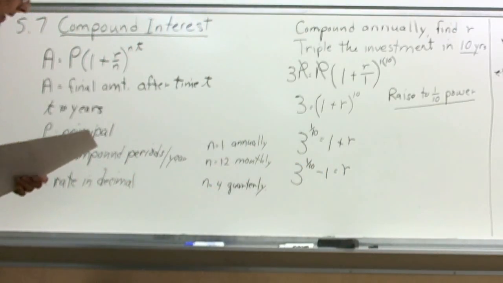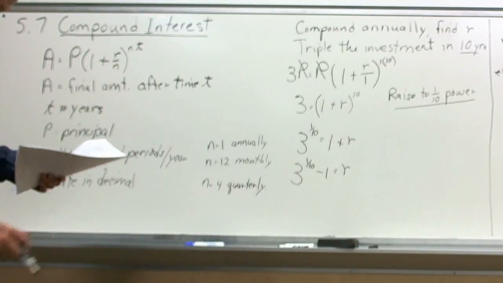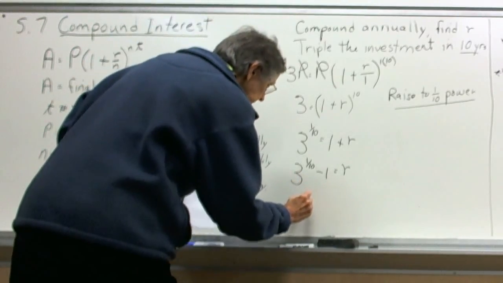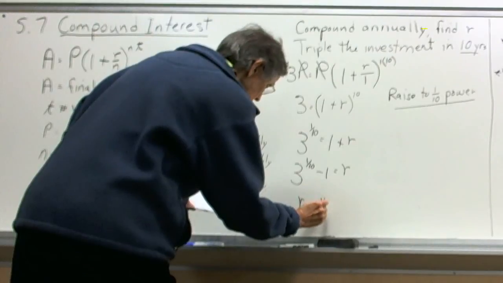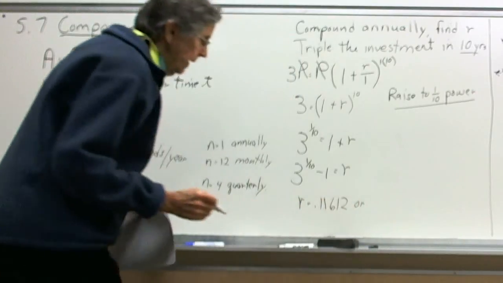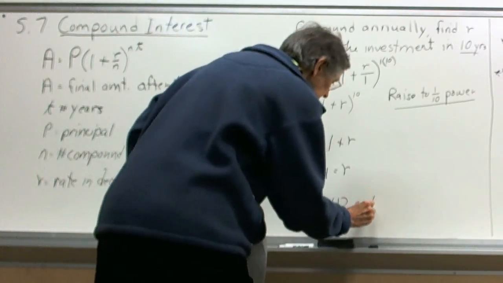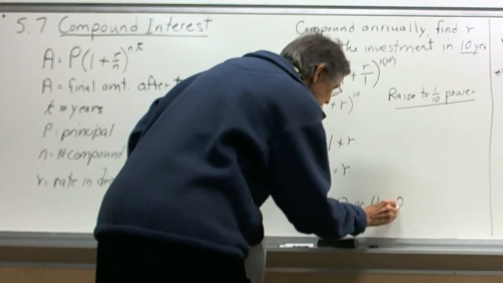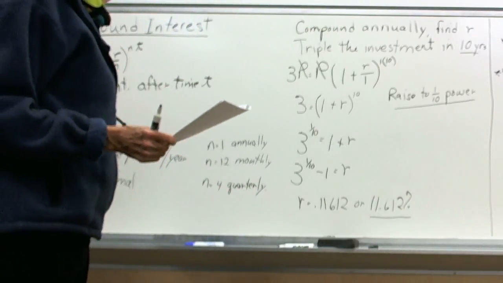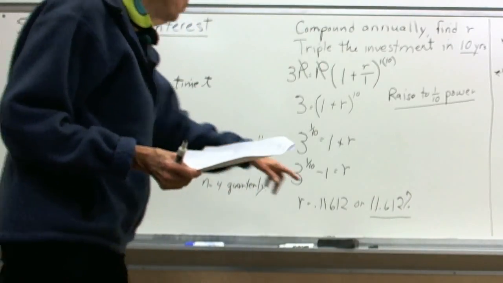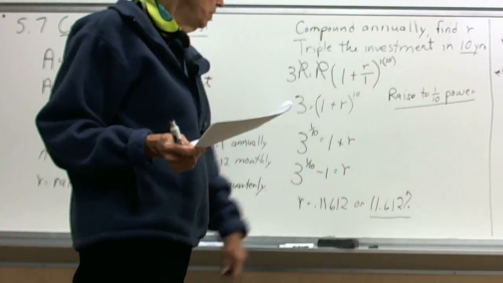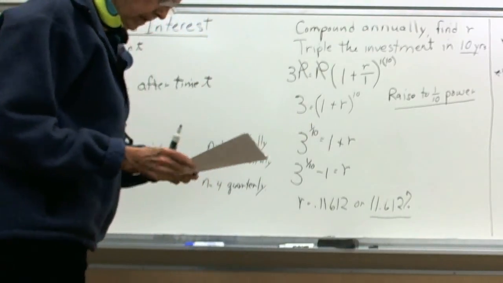I can plug that into my calculator using the exponent caret button to get the 3 to the 1/10. And it turns out that R is going to be 0.11612, or as a percent interest, it would be 11.612%. So if we invest our money at 11.612% compounded annually for 10 years, we will have triple the amount that we started with.